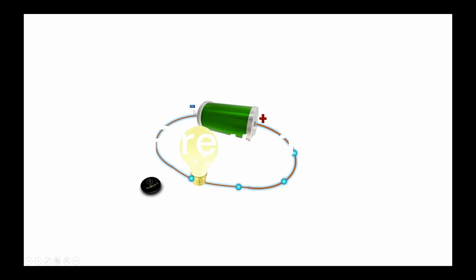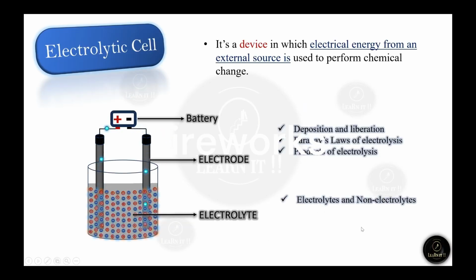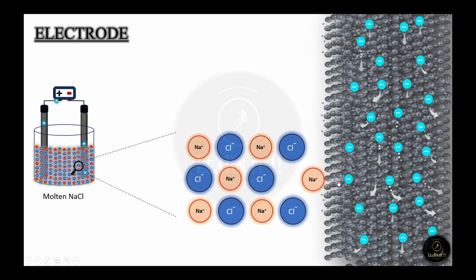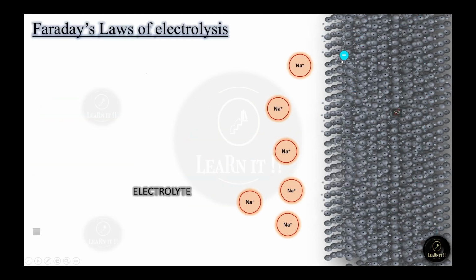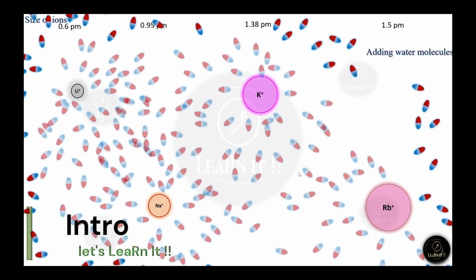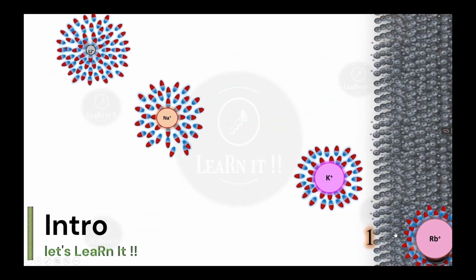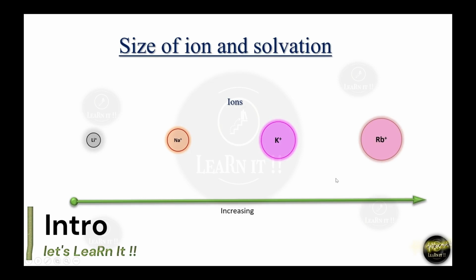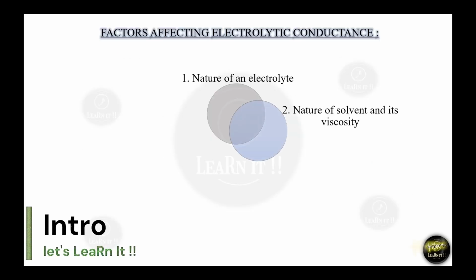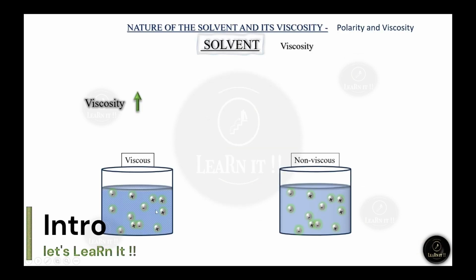We know the electrons are generated at electrolyte. We are going to discuss about the electrolyte, break down the chemicals into its parts. Na plus ions move towards the electrode, take that one Na plus ion consumes one electron to become sodium, charge on one more. When we add water, the rubidium reaches the cathode, the size is increasing. Strong electrolytes obey Debye-Huckel-Onsager's equation. Second one is nature of solvent and its viscosity. When it increases, ionic mobility or movement decreases.